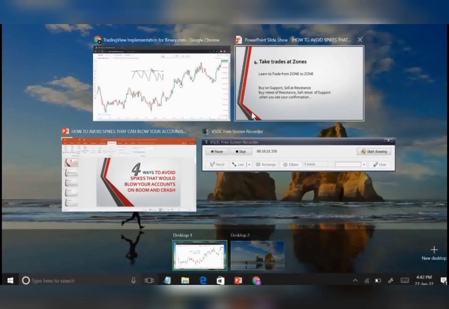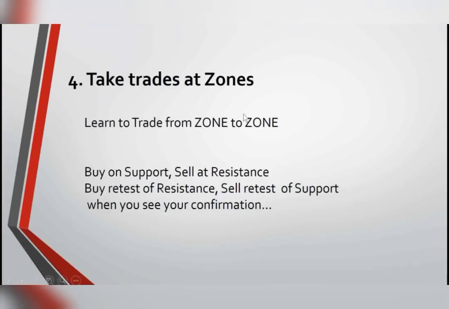So let's go back to the slide. You need to learn to trade from zone to zone, buy on support, sell at resistance, buy retest of resistance, sell retest of support. And by doing this, guys, by trading from zone to zone, you most likely escape spikes, which are sometimes pullbacks or retracements that could keep you terrified or scared.